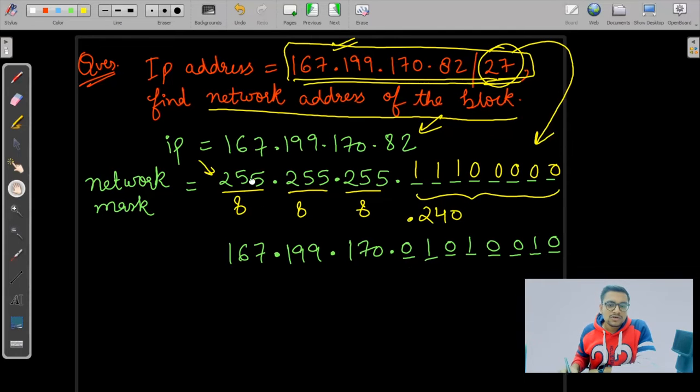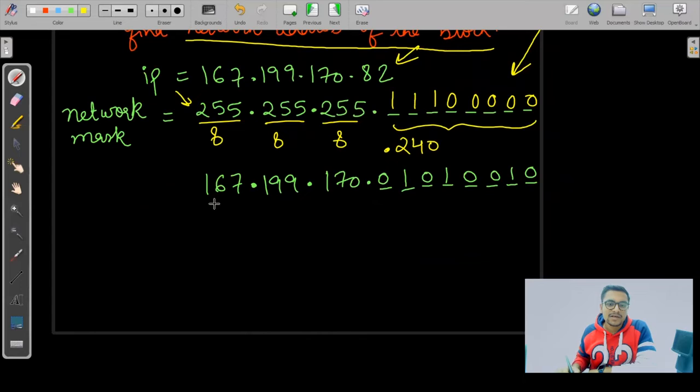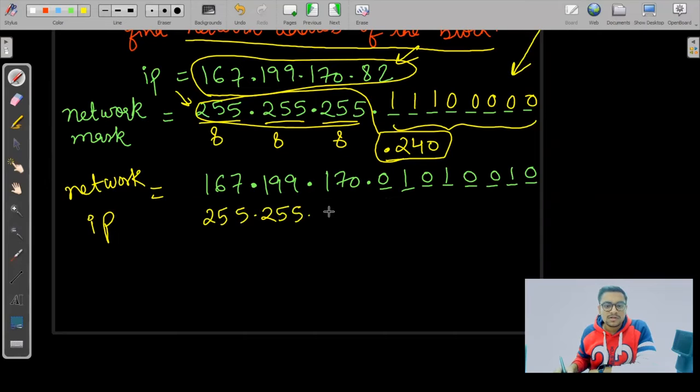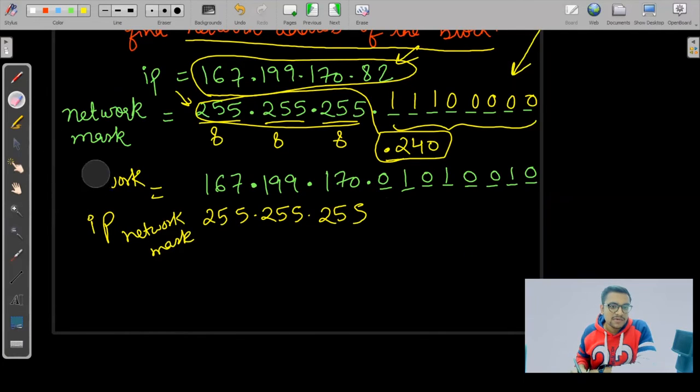Okay, so now I have my network mask, and I have my IP address. When I want to find the network IP, all I have to do is apply the AND operation. I have already expanded the IP over here. Now I have to apply the AND operation of this with the network mask. So this is the network mask, and this is my IP address, which was given in the question.